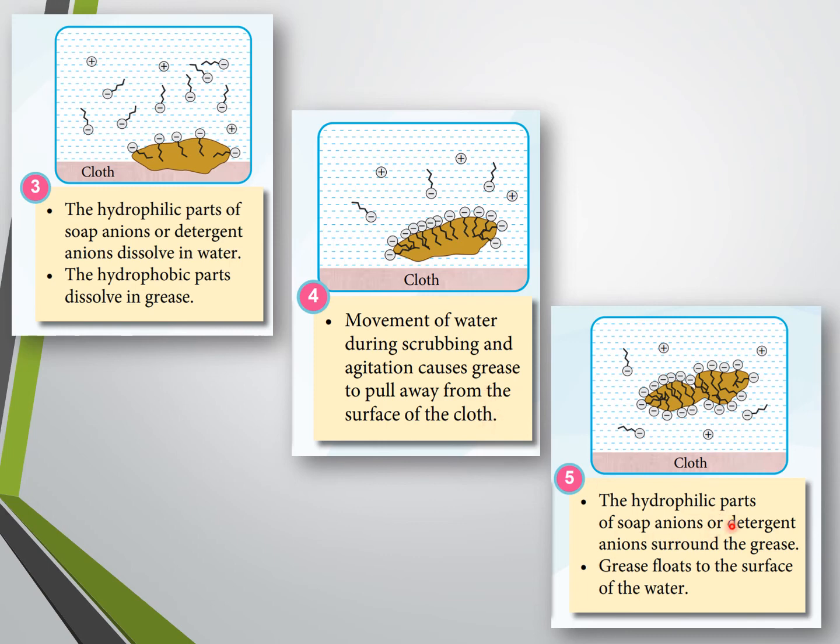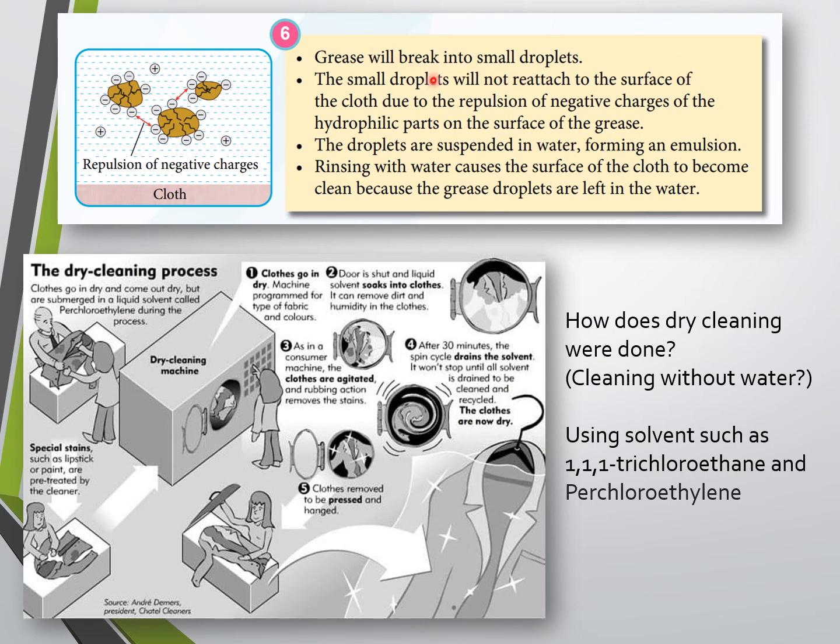Okay, the hydrophilic part of soap anions or detergent anions surrounds the grease. The grease will float to the surface of the water. The grease will break into small droplets. The small droplets will not reattach to the surface of the cloth due to the repulsion of the negative charges of the hydrophilic parts on the surface of the grease. Okay, they will repel each other. Go away, far, far away. Rinsing, bilas, with water causes the surface of the clothes to become clean because the grease droplets are left in the water.